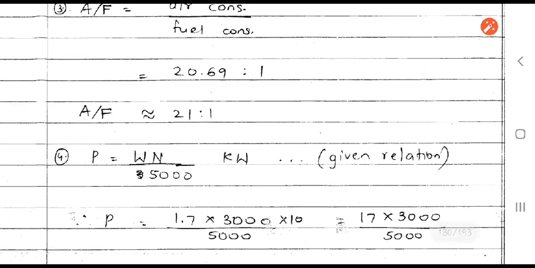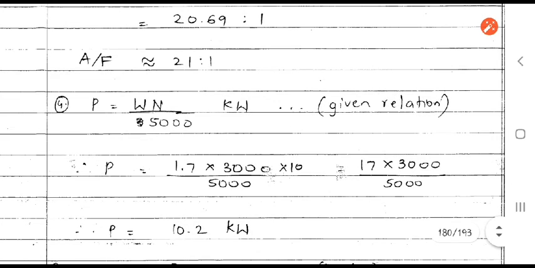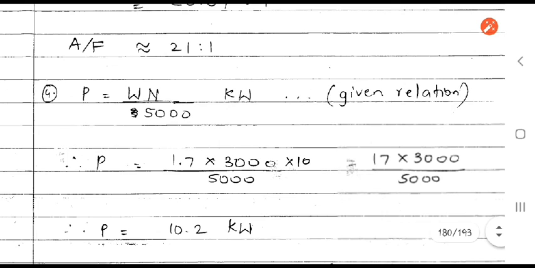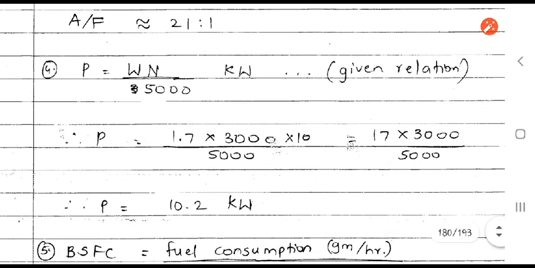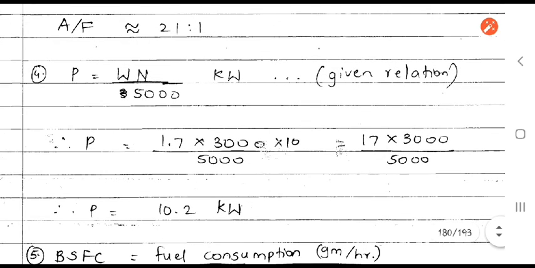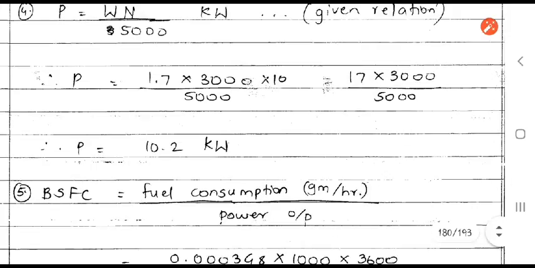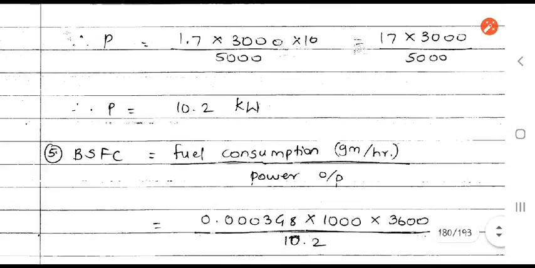So in this problem one relation is given, that is P is equal to W into N divided by 5000 kilowatt. This is one kind of power which is given in this relation. So we can get the answer of P. Put all the values. The W value is given, that is 17 into 3000, that is RPM, divided by 5000. Then we get the answer of P as 10.2 kilowatt.